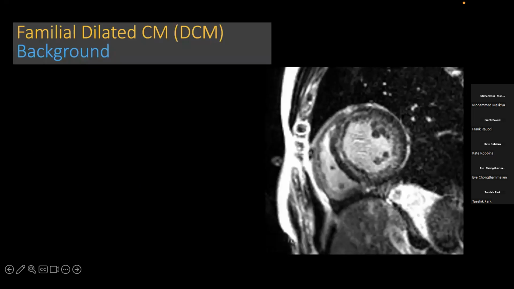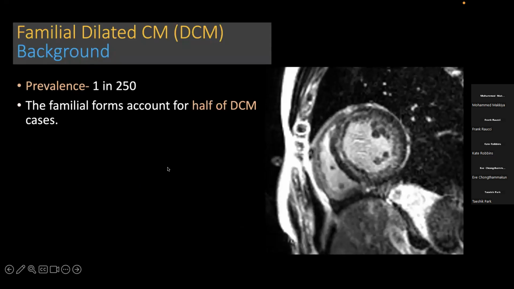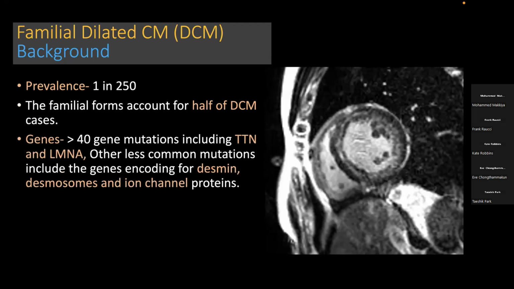Familial dilated cardiomyopathy is another common genetic disease. The most common are HCM and dilated cardiomyopathy. They have higher prevalence, about 1 in 250 of the population. The familial form accounts for half of the dilated cardiomyopathy cases. More than 40 genes are associated with dilated cardiomyopathies, but I'm highlighting the titin gene, lamin genes, and others like desmin or desmosomal and ion channel proteins.